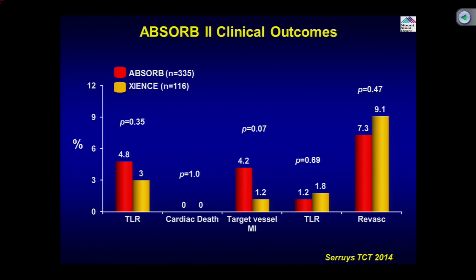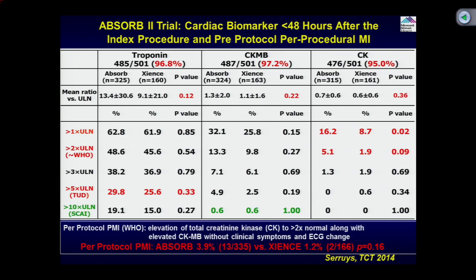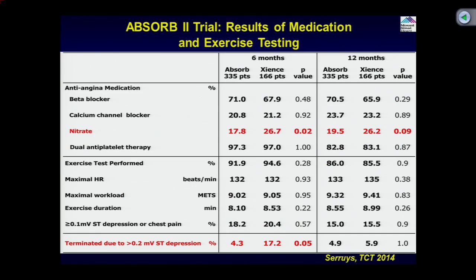But the important point in this study is that they did note slightly higher target vessel MI, and more importantly, what we are waiting for, which is stent thrombosis or scaffold thrombosis. You can see in the Xience there is zero, and it's about 1% in the Absorb at various time frames in these cases. And of course, as I mentioned, the CK-MB was 3.9 per protocol in the BVS versus 1.2 in the Xience. Largely it's all because of, they said, some technique issues.